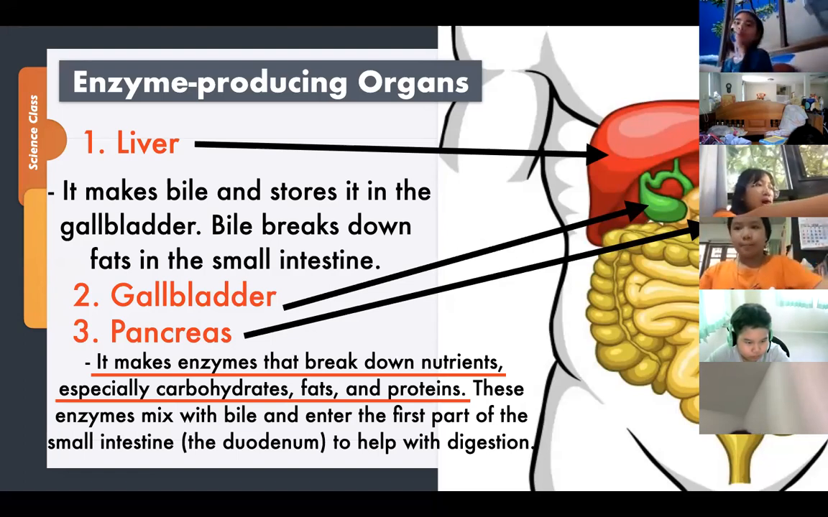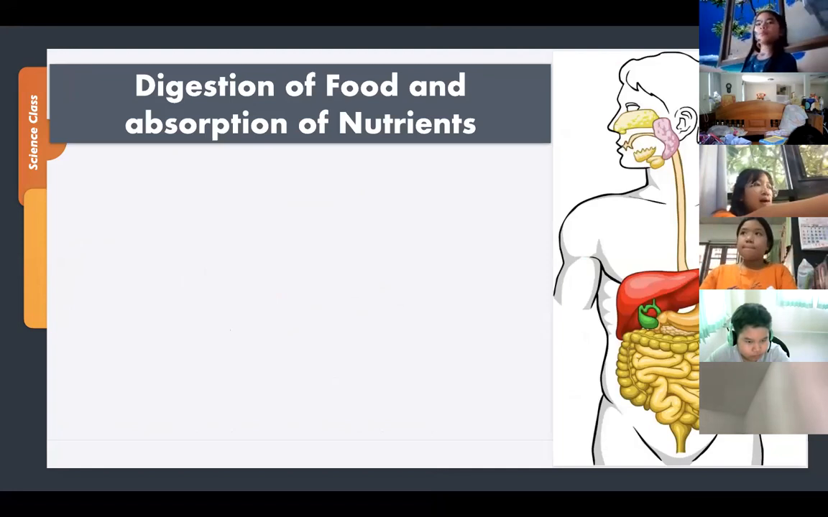Next, digestion of food and absorption of nutrients.